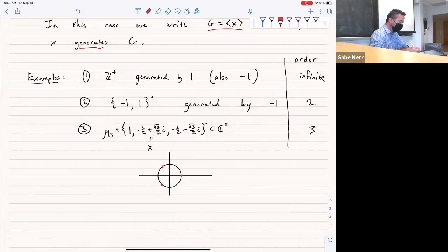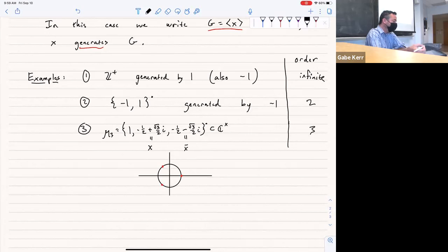That was generated by again? It's generated by either one. It's a good question, right? It's not generated by 1. 1 is not going to generate because 1 times 1 is 1, so I'm not going to get everything by taking products of 1. But I can take either one of these. And indeed, this is the complex conjugate of the first. So either one generates.